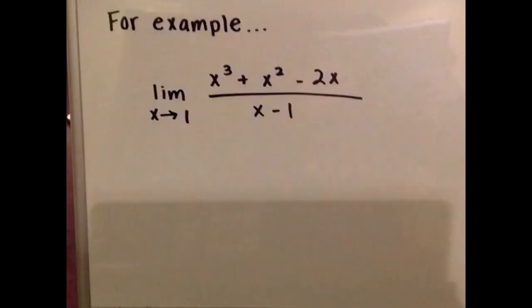For example, we are asked to find the limit as x approaches 1 of x cubed plus x squared minus 2x all over x minus 1. Now for this problem, you may be looking into factoring. However, we can actually apply L'Hopital's rule.